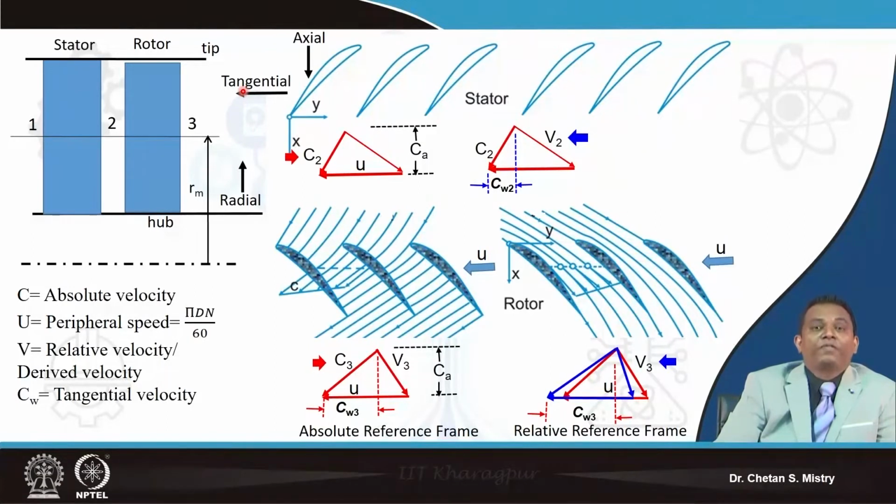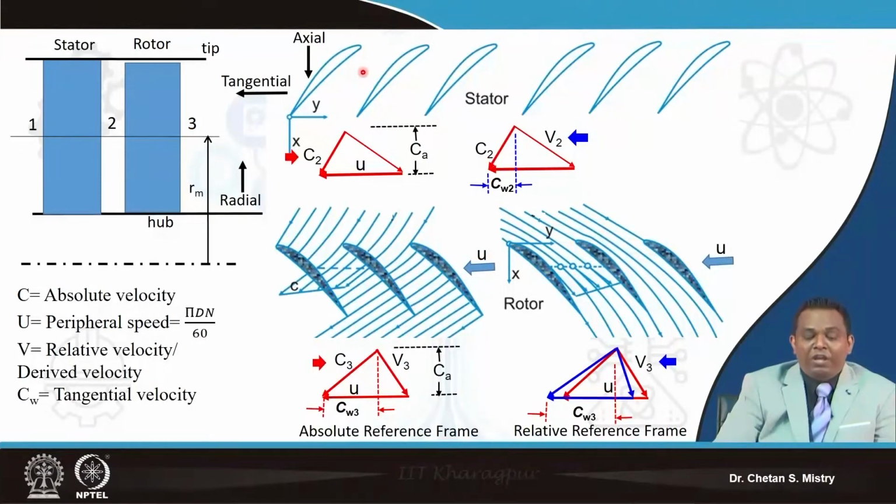The next component is my tangential component, and we have realized using Euler's equation that this tangential component is responsible for doing the compression work. We are working on our working fluid. We have a third component, perpendicular to this, representing my radial direction, that means along my span.